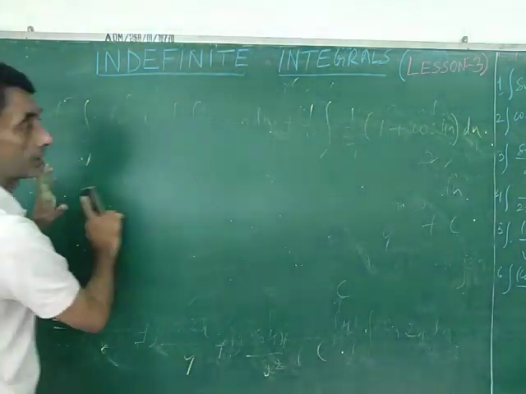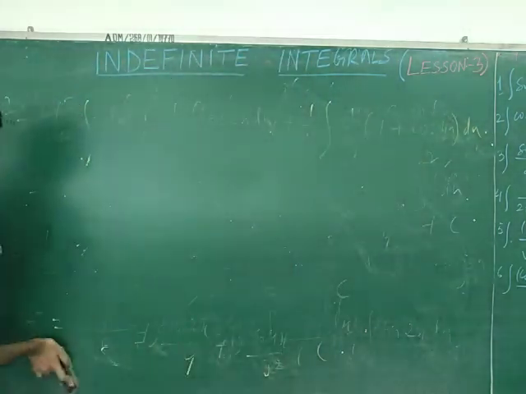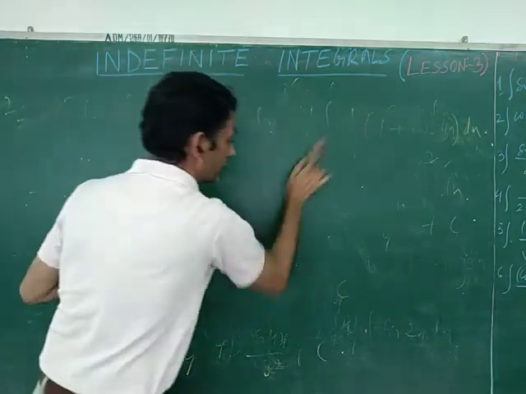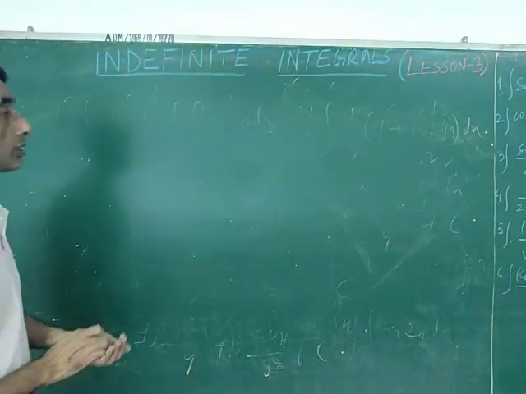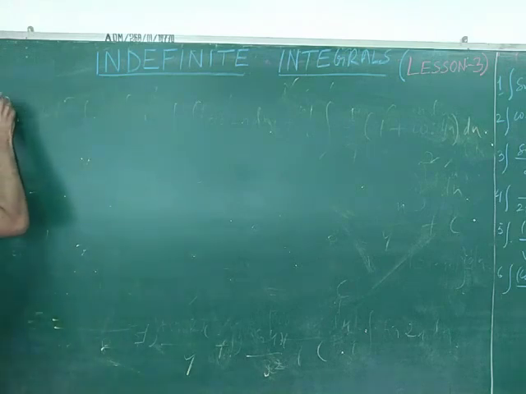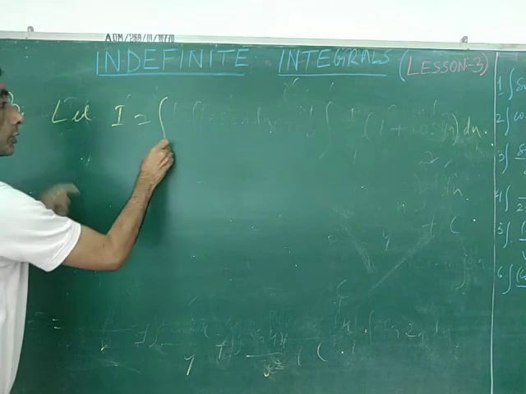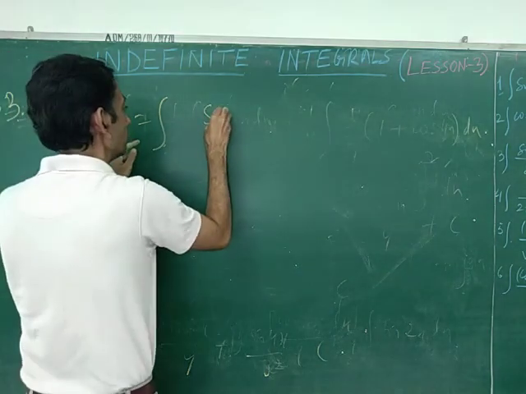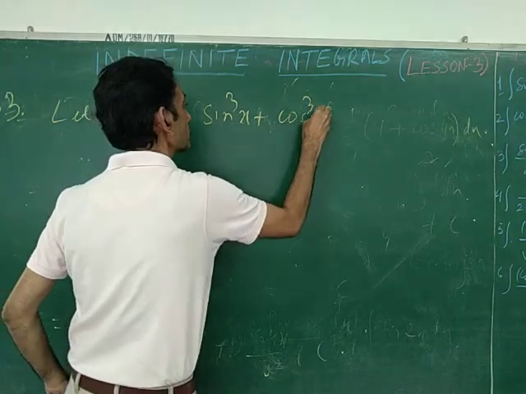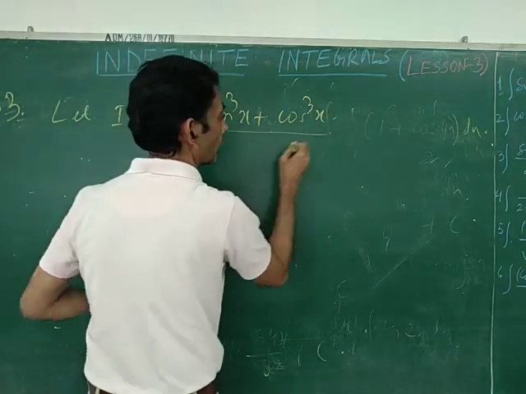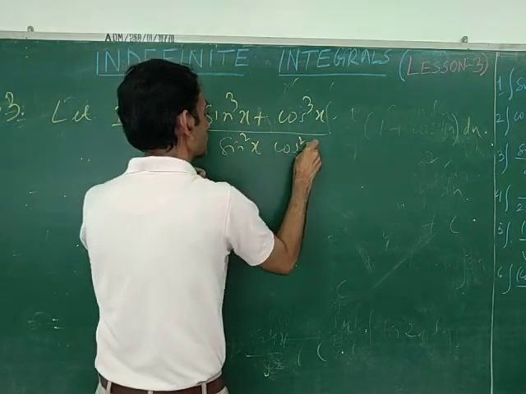Okay. Next, we'll be selecting some of the questions from Exemplar. These are also equally simple. We'll be solving question 3. Let I equal to sine cube x plus cos cube x over sine square x cos square x dx.